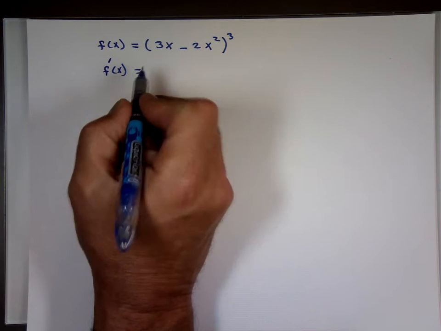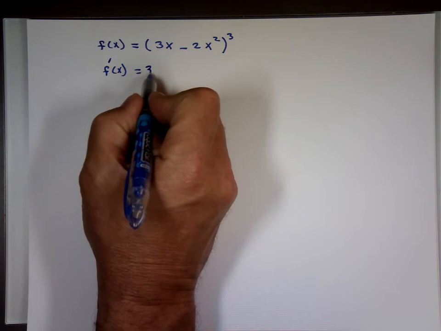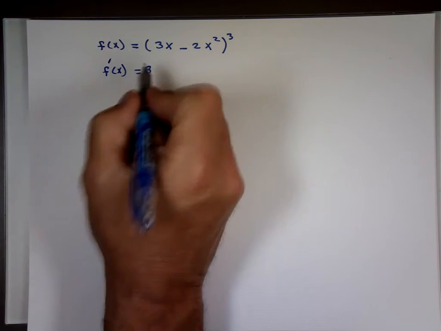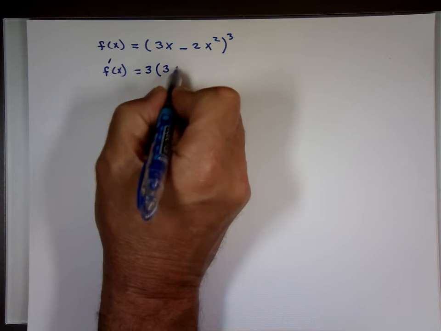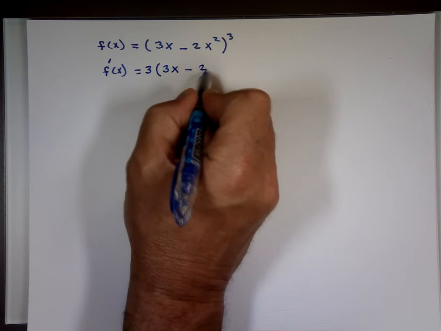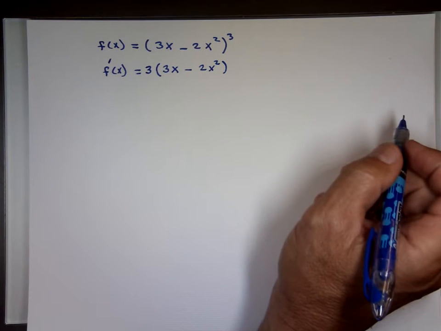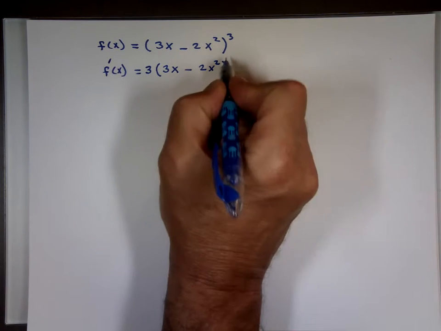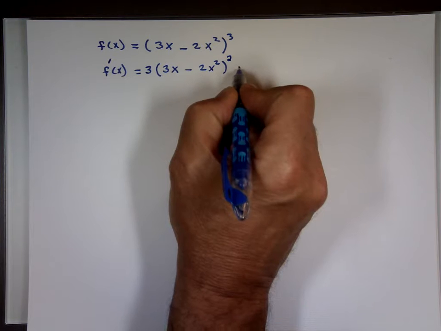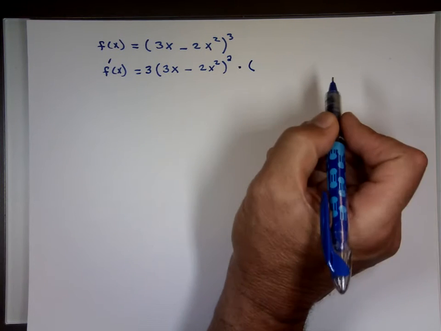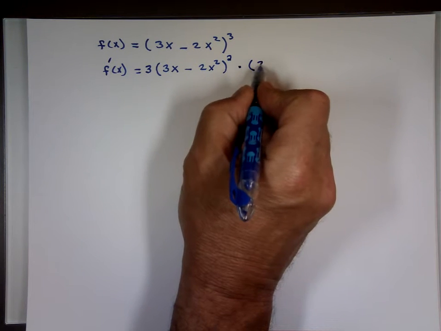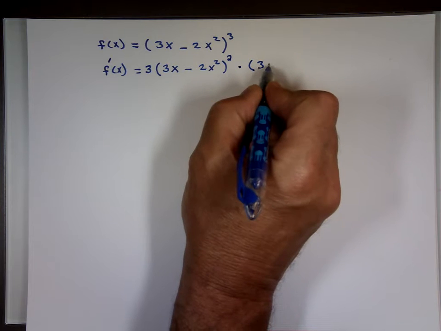Take the power, move it to the front. There's the power. 3x minus 2x squared. Subtract 1 from the power. What's 3 minus 1? 2, times the derivative of what's on the inside: 3 minus 4x.